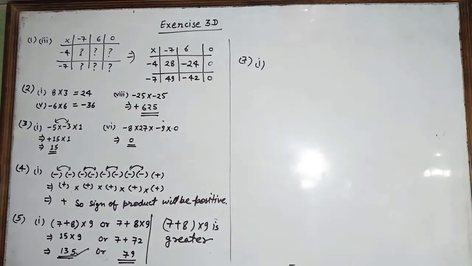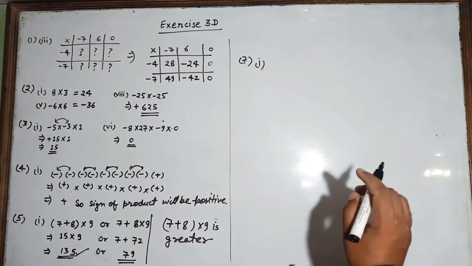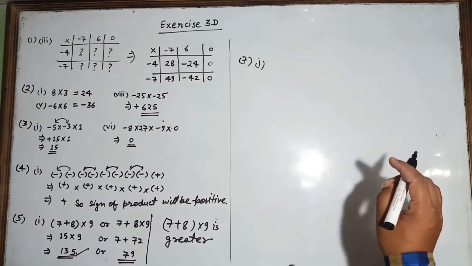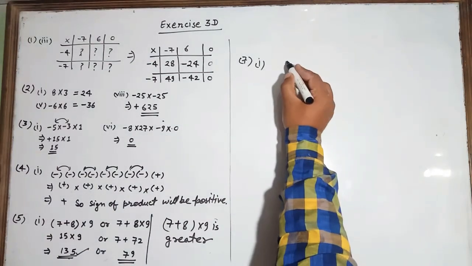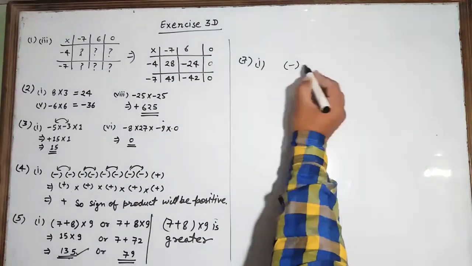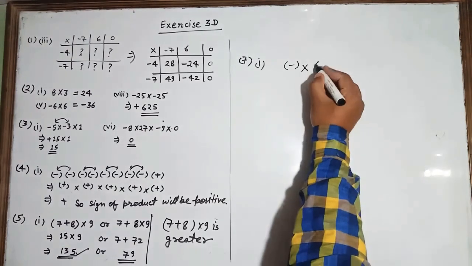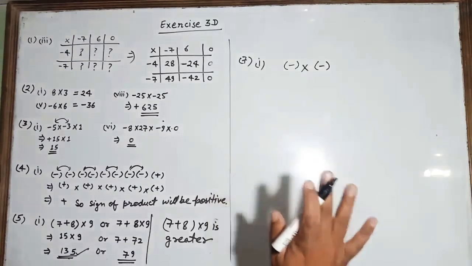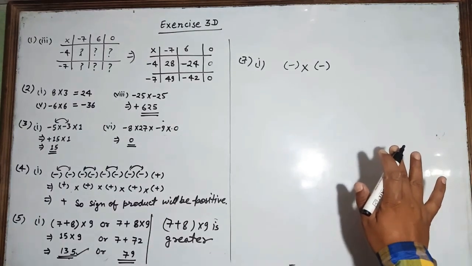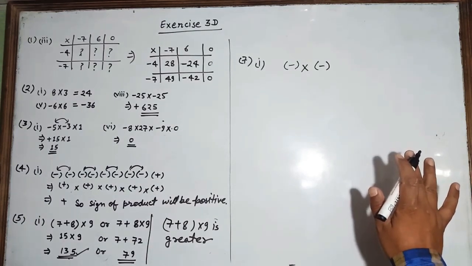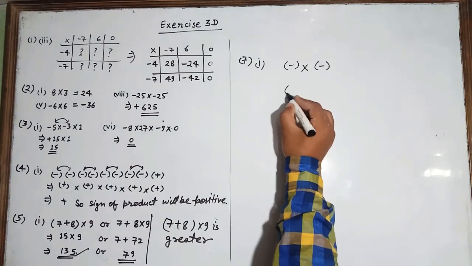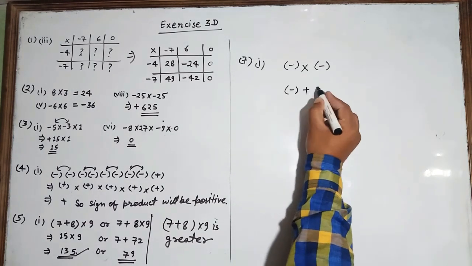compare the sign of the product of two negative integers with the sign of the sum of the two negative integers. Now what you have to do here: compare the sign of the product of two negative integers, means one negative integer multiplied with another negative integer. First we have to compare it with the sign of the sum of the two negative integers.